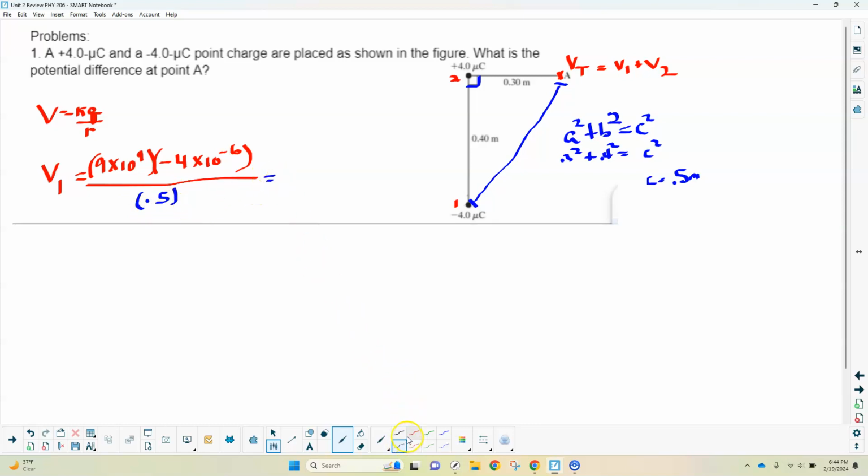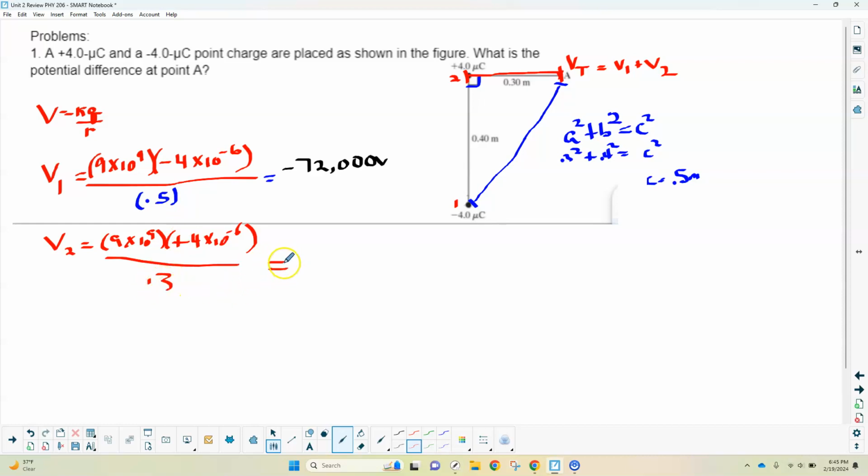That answer turns out to be, for V1, I got negative 72,000 volts. So that's the answer from that charge being at that distance away. For V2, we're going to do similar work. It's a little bit easier because we don't have to do any math to figure out the separation. So K is still 9 times 10 to the 9th. Then we use the charge for this one, a positive 4, so we're going to get a positive voltage here, times 10 to the negative 6. And then finally, we divide that by the separation, which is just the distance going across, so that's just 0.3.